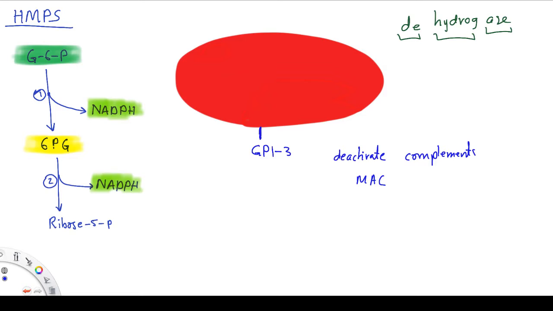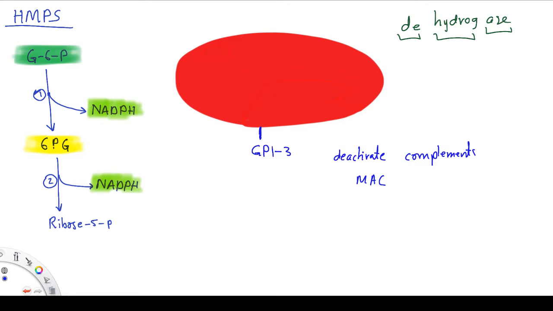Look, you can have an infection. When you have an infection, complement gets activated. How come your RBCs are still protected? Who protects them? GPI3. Okay, so that's one thing. One way you can damage RBCs is by complement damage.